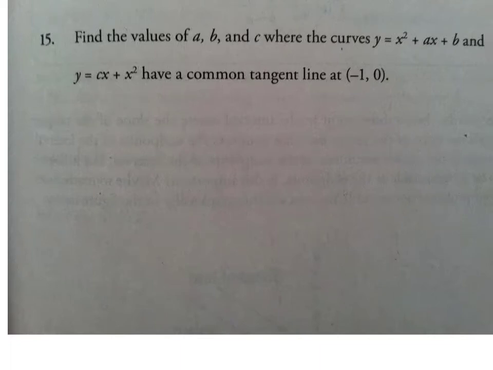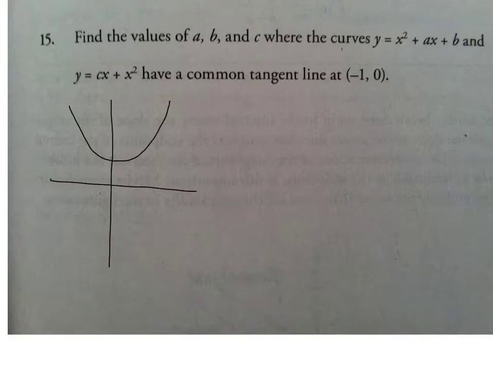Okay, so this question is finding the values of a, b, and c where the curves y equals x squared plus ax plus b and y equals cx plus x squared have a common tangent line at negative 1, 0. So just to refresh, a tangent line is a line where, if you have a graph, it basically grazes the graph right there, and it touches the graph in exactly one point.